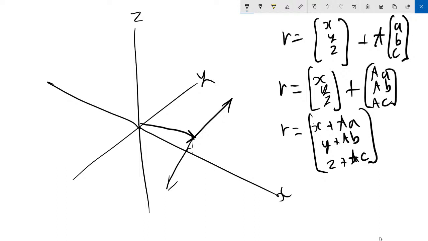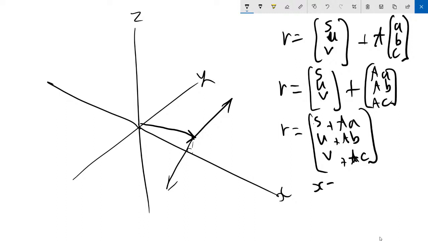dictate the thing. Actually, I should have used different values for x, y, and z to avoid ambiguity. I'm just going to do that really quickly. I'll use s, u, and v.